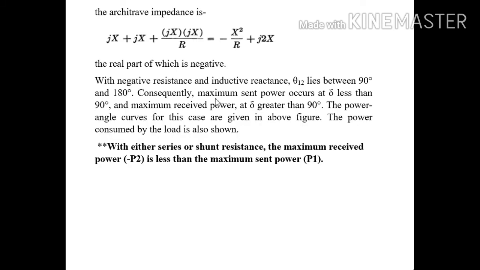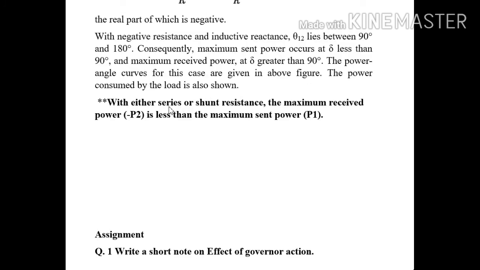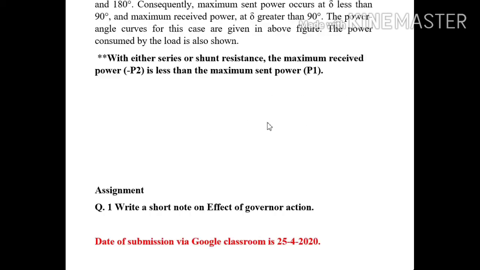So, considering all these cases, we can conclude that with either series or shunt resistance, the maximum received power is less than the maximum sent power, and this is true because of the presence of resistance. The losses are occurring in the system, therefore the maximum received power is less than the maximum sent power, right? This is the concept for today.